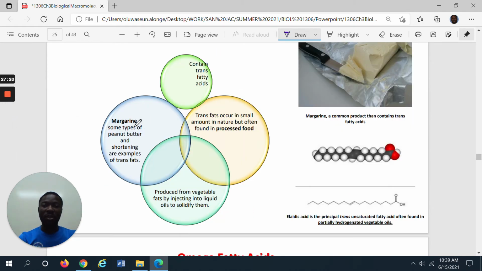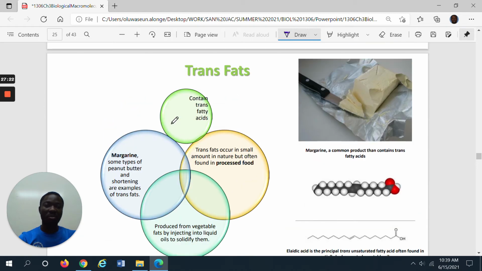All right, so trans fat, you see it more in processed food, peanut butter. You see it more in fast food, or vegetable shortening, some margarine, that you have here. Coffee creamer, you see trans fat there.